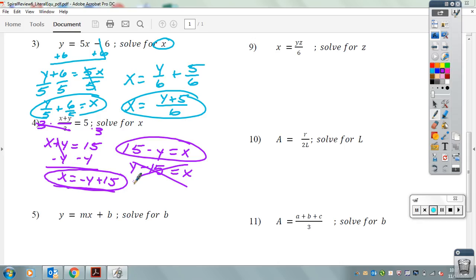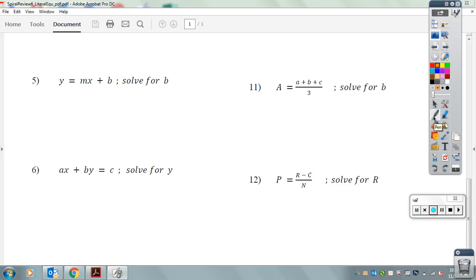Number 5. y equals mx plus b, solve for b. So I want to isolate the term that contains my variable. There are three terms. Get this term by itself. Goodbye to the mx, goodbye to the mx. I just have b equals y minus mx. That's all there is to do, because I've already solved for b. There's no more dividing I have to do.